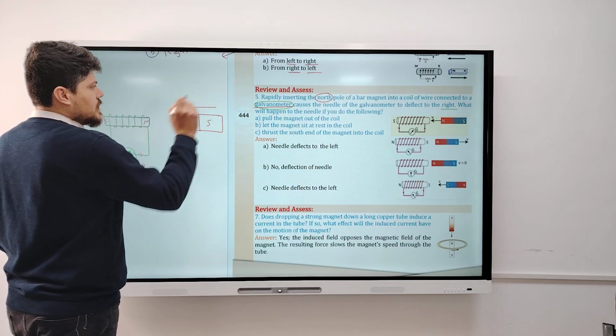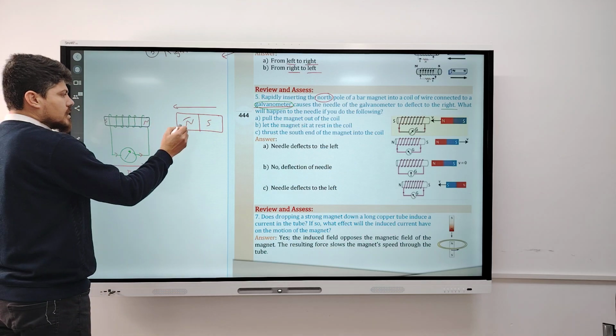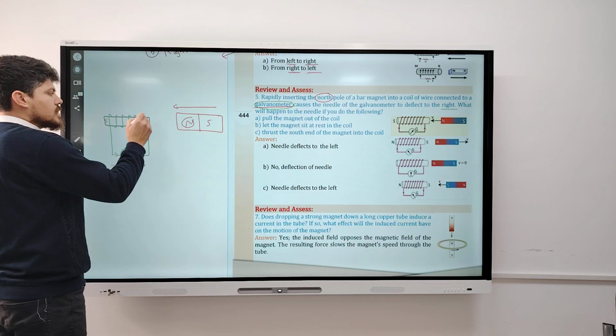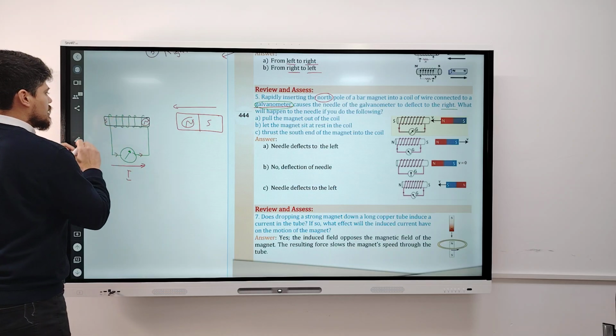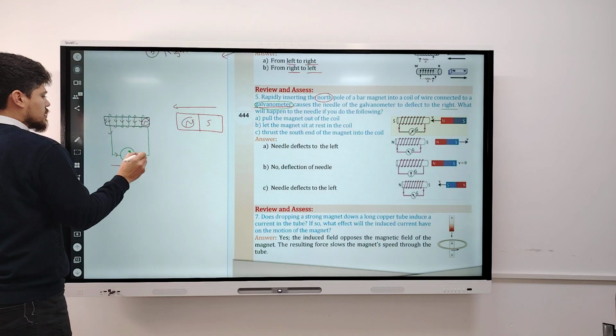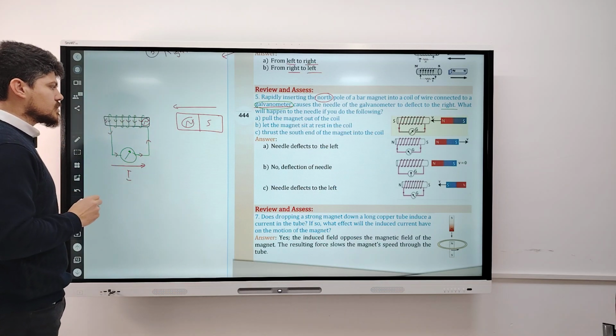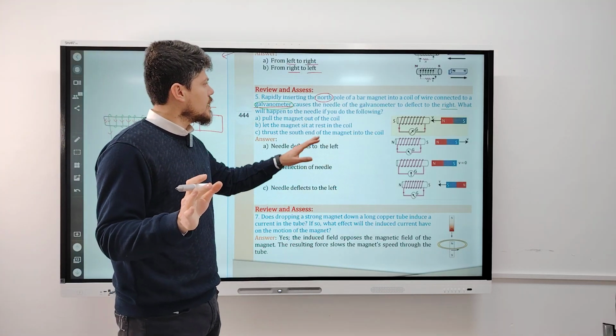So as the question tells us, when we insert the north pole into the circuit, if we approach the north pole, this end also becomes north. Okay? And put your fingers, the direction of the current is downward in the galvanometer. So the galvanometer is deflected to the right.